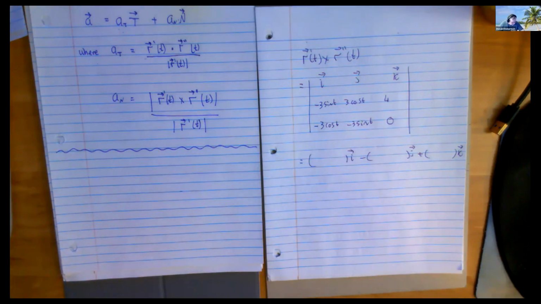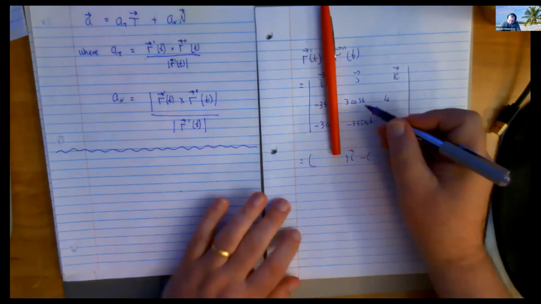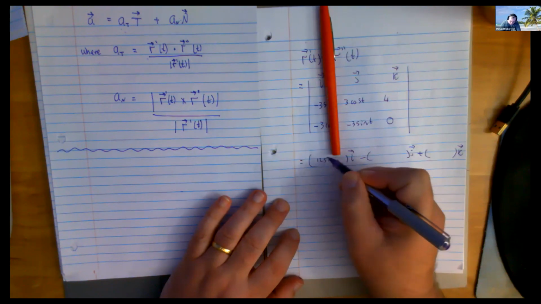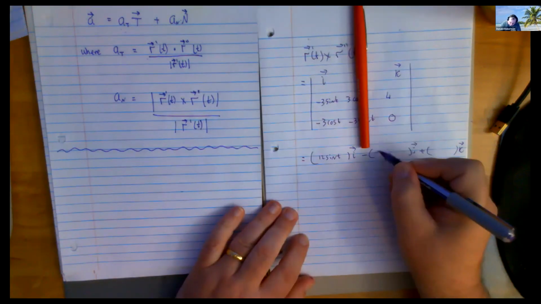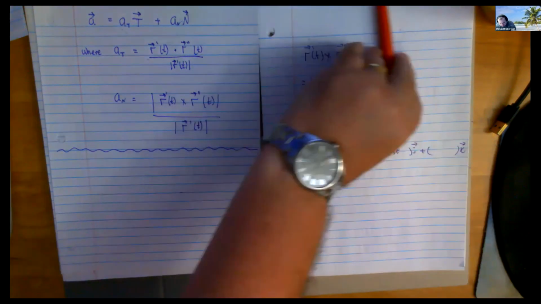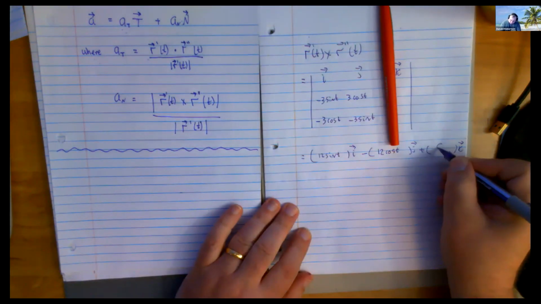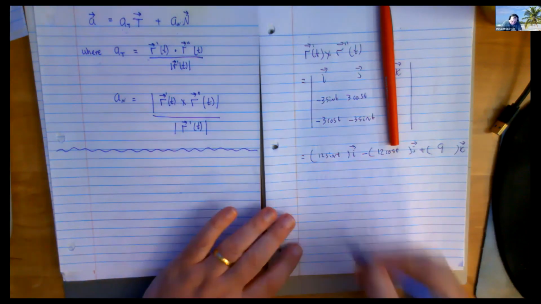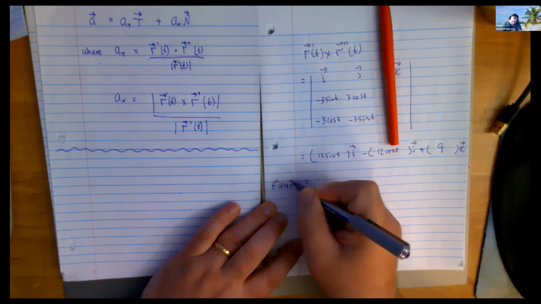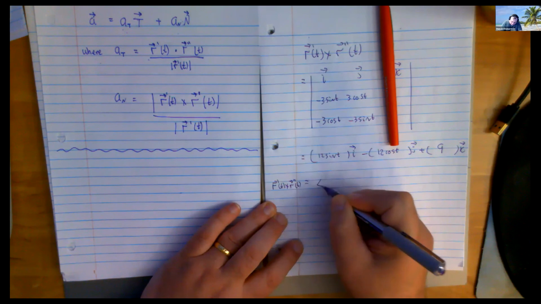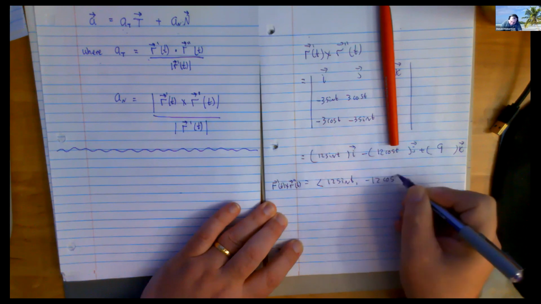Okay, where's my little pen for covering stuff up? If I cover this fella up, I'm going to get 0, take away that, which gets me +12. I'm going to get 0, take away that, which gives me +12 cosines. And when I do this one, I get 9 sine squared plus 9 cos squareds, which I believe is 9. And so the cross product of the first and second derivative is the vector 12 sine t, -12 cosine t, and a 9.